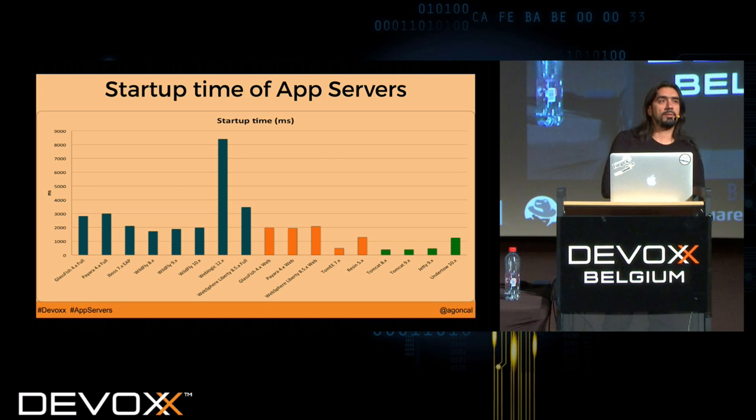During winter, I downloaded most of the application servers on this planet, full Java EE, web profile, and servlet containers. And what I did on my Mac, 16 gigs of RAM, no Docker, no VirtualBox, just on this machine here, I downloaded them all, and I started them up and shut them down. And I did that a few times, and I measured.